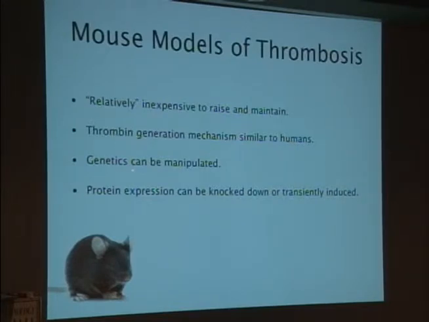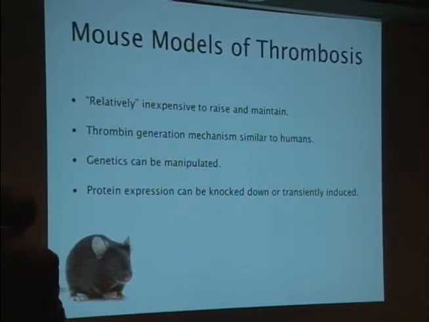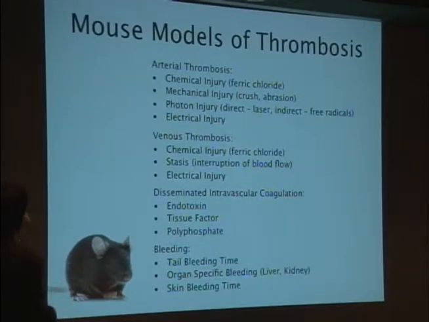Their genetics can be easily manipulated, and you can also transiently express proteins in these animals through a technique I'll show you, and transiently knock them down, which means you can change things over time with them. So there are a host of different techniques that have been applied to the factor 11 deficient mice that we've created and factor 12 deficient mice that have been created by Thomas Renne in Sweden. We're going to go over the results with some of those, but I'm going to concentrate on arterial thrombosis.